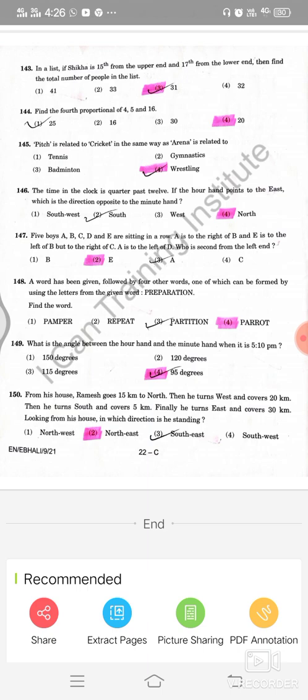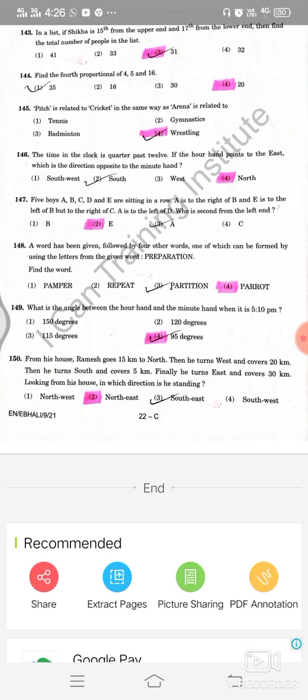Question number 147. Five boys A, B, C, D and E are sitting in a row. A is to the right of B, and E is to the right of B but to the left of C. A is not to the left of D, who is second from the left end, and the answer is option number 2. Question number 148. A word has been given followed by four other words, one of which can be formed by using the letters from the given word. Preparation. And the answer is option number 4.